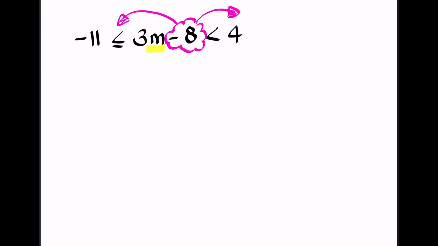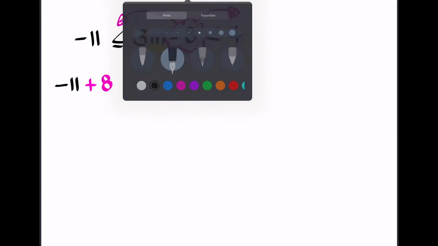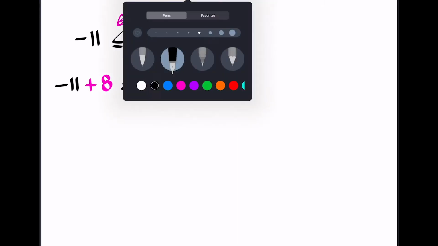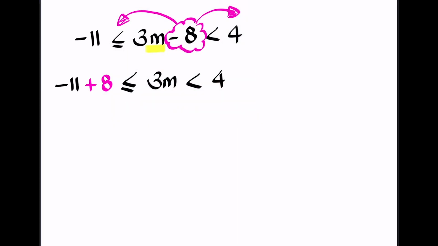So the -11 was there first, so the -11 stays first. Now, when that -8 goes across, it now becomes a +8. It's no longer in the middle, so I'm going to have just the 3m. I'm going to keep my crocodile teeth exactly as they are. My 4 was there first, stays the same. The -8, when it goes across, becomes a +8.